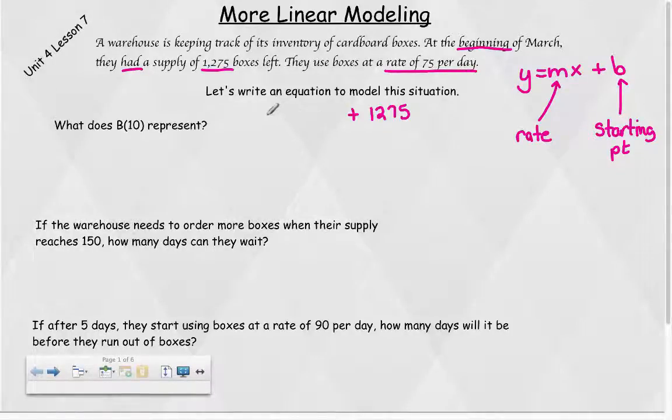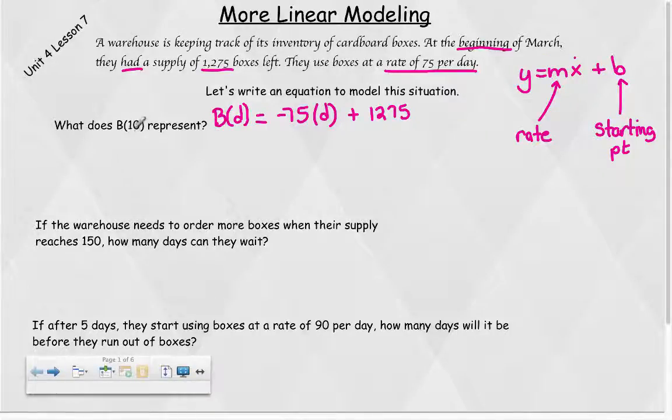All right, but when I go to write this, I'm going to put the 75, and I'm going to use a D for day instead of an X, and the 75 has to be negative because I'm using them up. So I'm minusing 75 every day. And what is that all going to equal? My boxes, which I'm going to represent by B. And boxes depend on how many days have gone by. So there's my fancy equation.